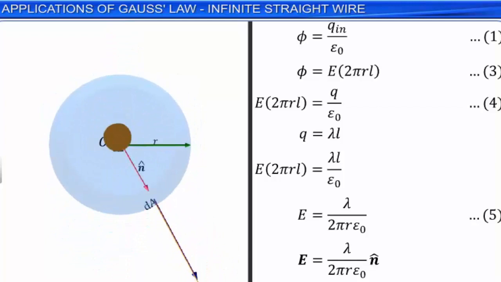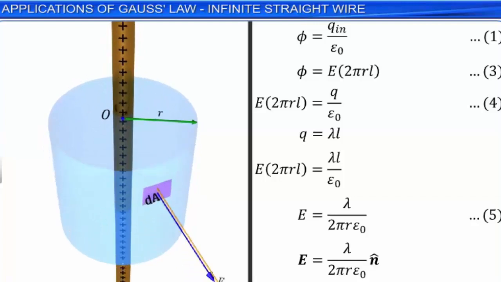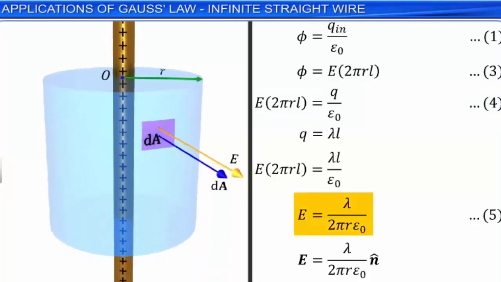From expression 5, we see that the electric field strength E, due to an infinitely long straight wire, is independent of the L value. Therefore, the field strength is constant in both magnitude and direction, thus representing a uniform electric field.